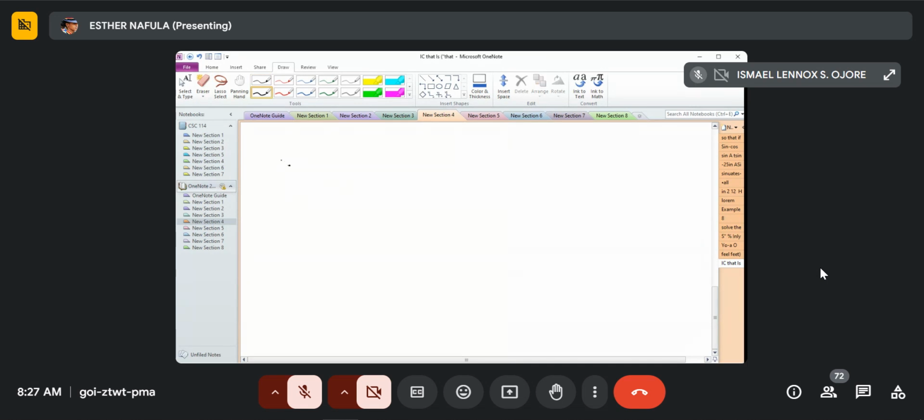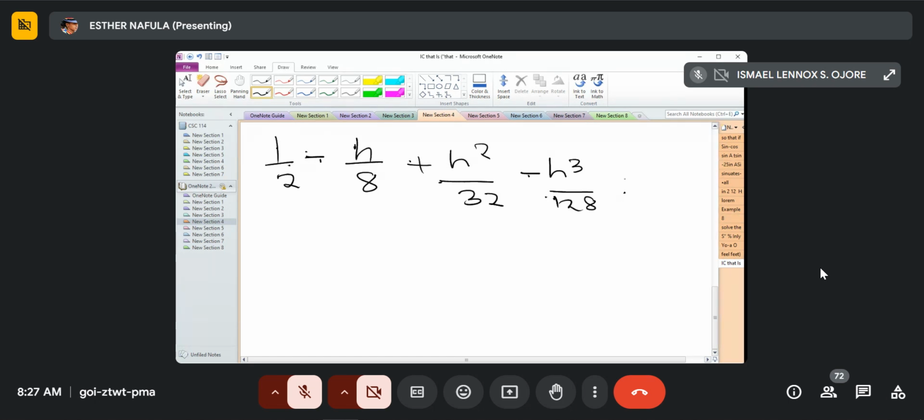If we distribute the half in the first bracket, then we have a half minus h over 4 times a half, which should be h over 8, plus h squared. 4 squared is 16 times 2, that should give us 32. Minus h cubed. 4 cubed is 64 times 2, 128. We can stop here.